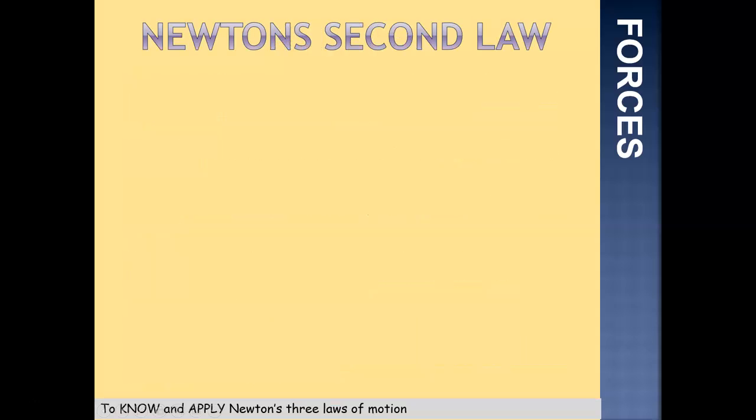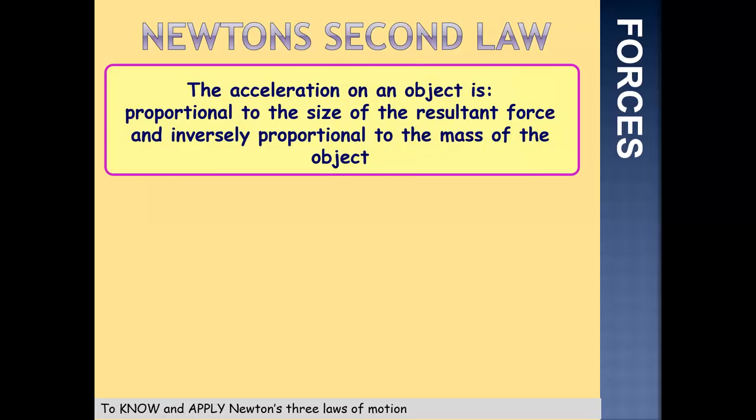Newton's second law is stated such: the acceleration of an object is proportional to the size of the resultant force and inversely proportional to the mass of the object. So an object moving, if it's got an unbalanced force, will accelerate. The size of that acceleration is dependent on how big the force you apply and how much the mass is. The bigger the mass, the lower the acceleration. The higher the force, the bigger the acceleration.